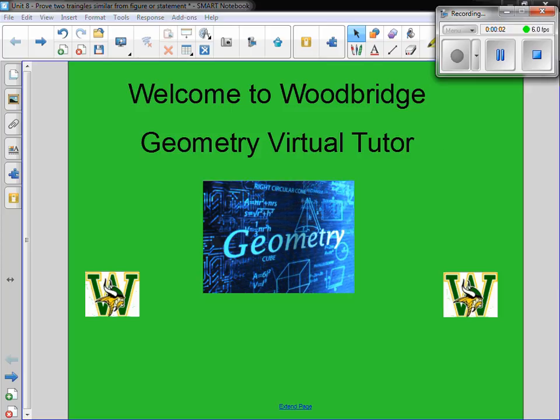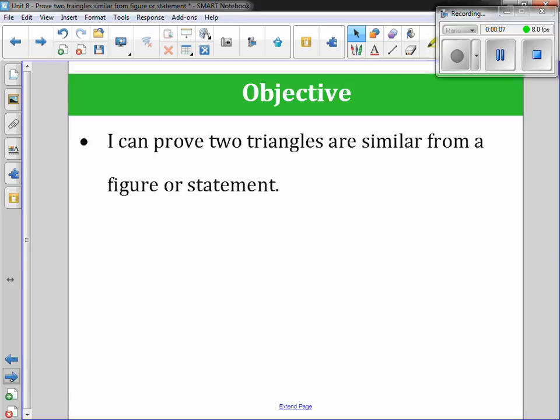Today we're going to talk about the last part of similar figures, which is proving triangles are similar. I can prove two triangles are similar from either a figure or a statement. We have three types of similarity.